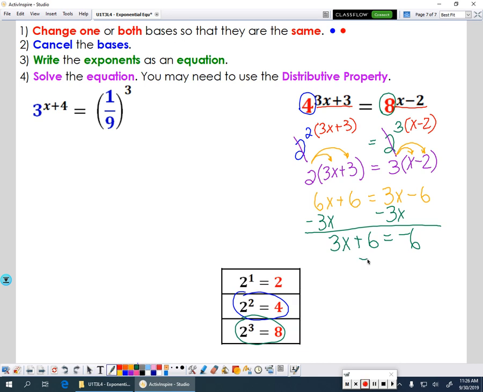So now I'm going to undo this addition by minus 6 here, minus 6 here. That's going to give me 3x equals negative 12. And then finally undo this multiplication, and I get x equals negative 4.